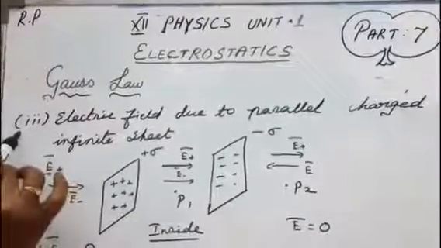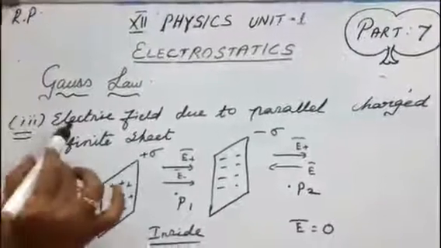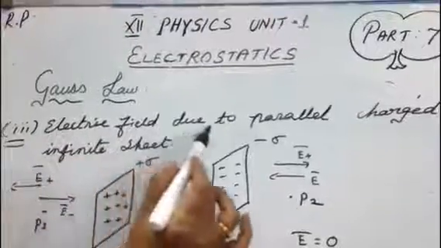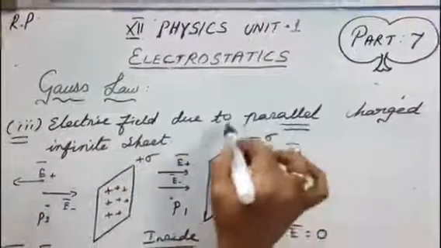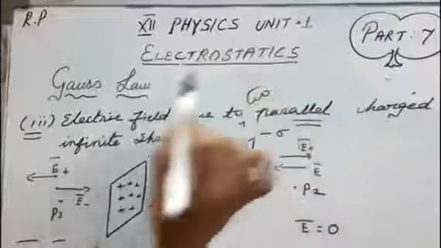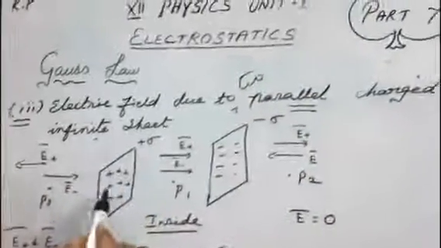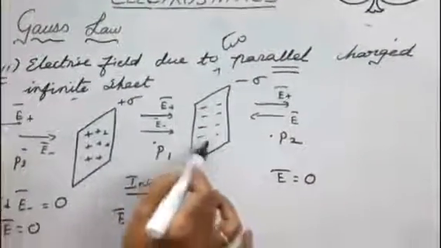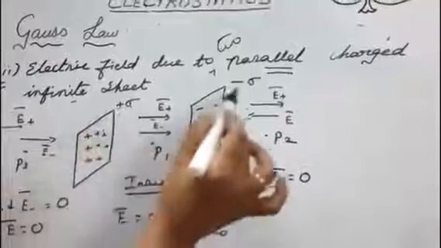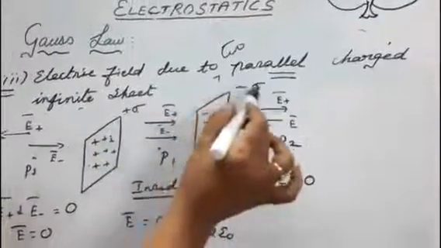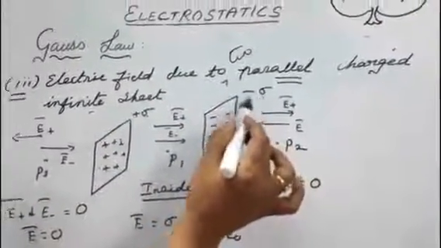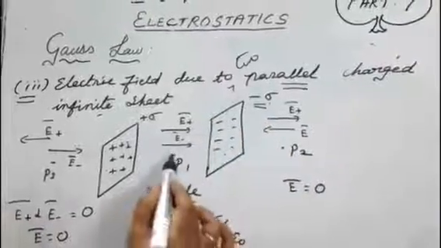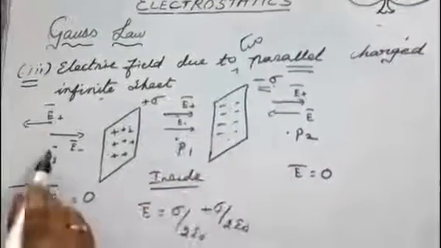And next, the third application of Gauss law is the electric field due to two parallel charged infinite sheets. Now we can take two sheets, one positive and the other negative, with plus sigma the charge density of the positive sheet and minus sigma the charge density of the negative sheet. We can take three points P1, P2 and P3.